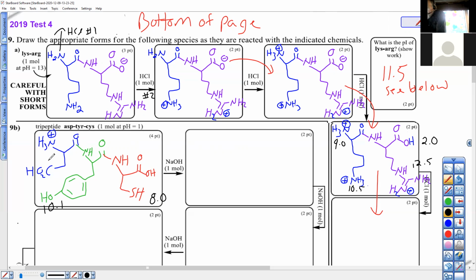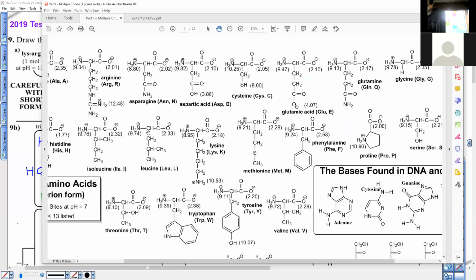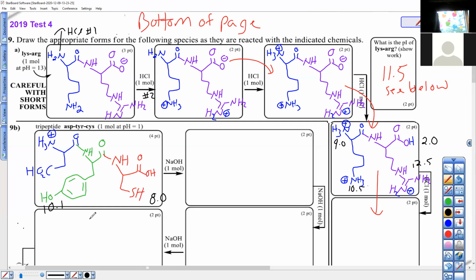We'll verify the tyrosine side chain when we go for Asp and find the alpha ammonium and the carboxylic acid. Asp. I keep hitting the wrong buttons. Asp. Careful, not Asn, Asp. Alpha 9.8, 3.9 for the carboxyl. 9.8, 3.9. Remember that. 9.8, 3.9.